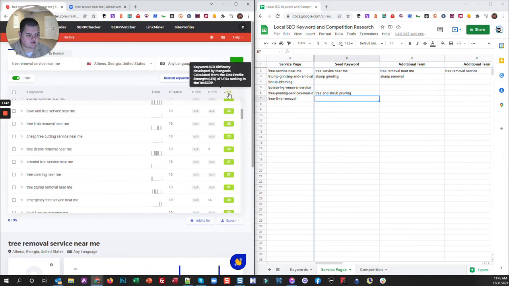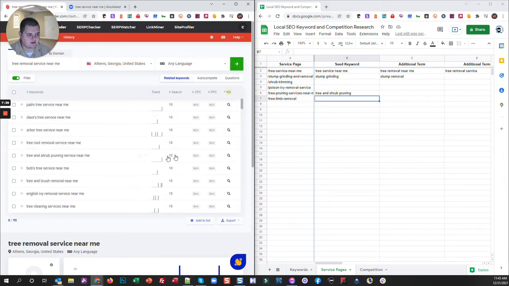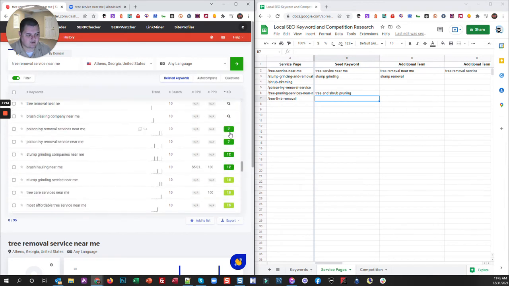By the way, I can sort by keyword difficulty and reverse sort it. Granted, it's still got all these that we haven't looked up yet, but look at this. Poison ivy removal services or service near me. That's a 7. That would be extremely easy to rank for. It's a way to at least get somebody on your site, and if they've got poison ivy, maybe they also have some trees that need to be removed. Stump grinding companies near me, we're going to put that up here.